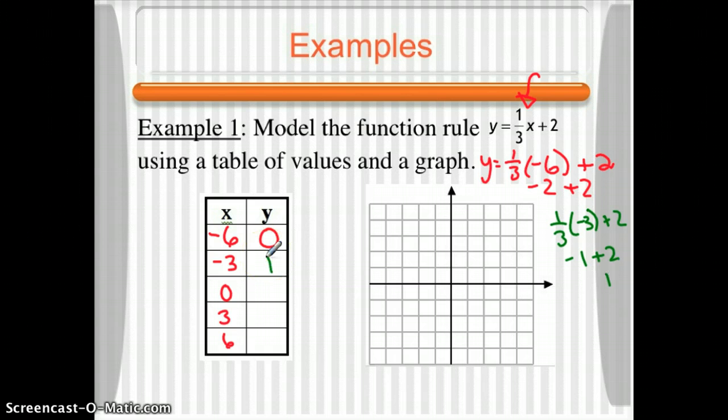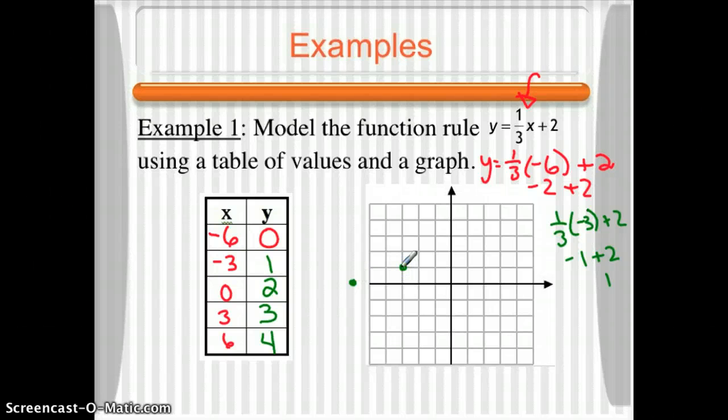Okay, I'm going to probably just do most of the rest in my head. So 1/3 times 0 is 0, plus 2 is 2. 1/3 times 3 is 1, plus 2 is 3, and 1/3 times 6 is 2, plus 2 is 4. And now I'm going to graph these on my graph. And that only goes up to 5, so I'm going to plot -6 over a little bit. So -6, 0 is about right here.